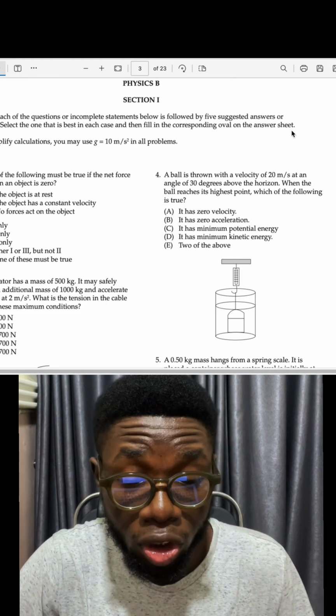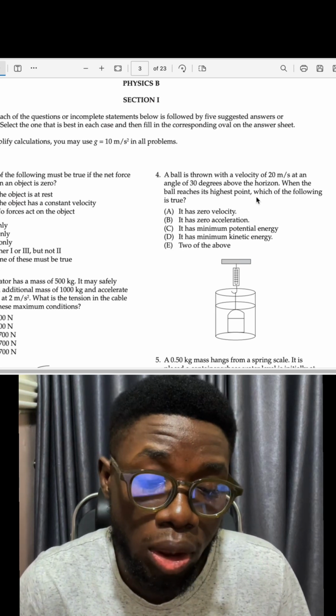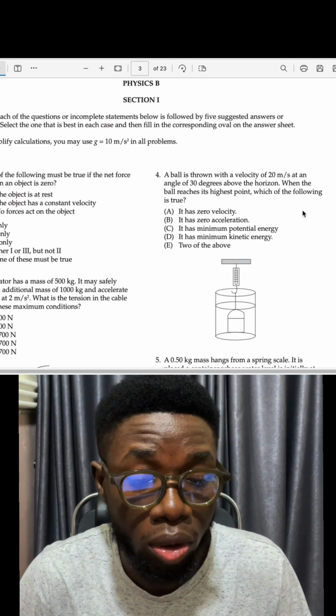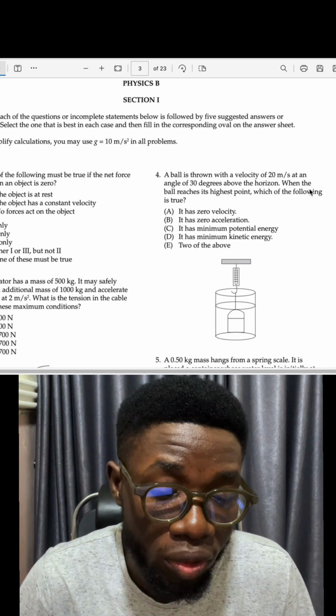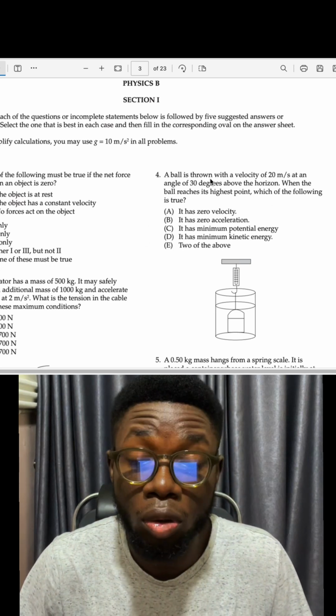Let's continue with the solution to these AP Physics problems. Now, we are on question number 4. It says a ball is thrown with a velocity of 20 meters per second at an angle of 30 degrees above the horizontal. When the ball reaches its highest point, which of the following is true?